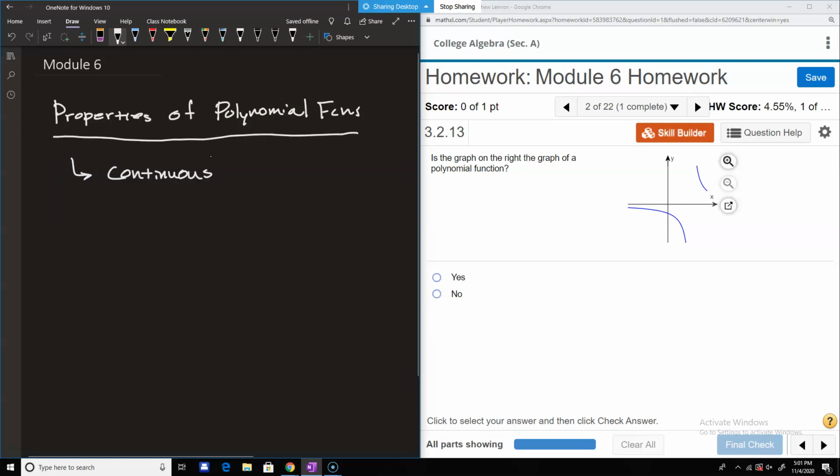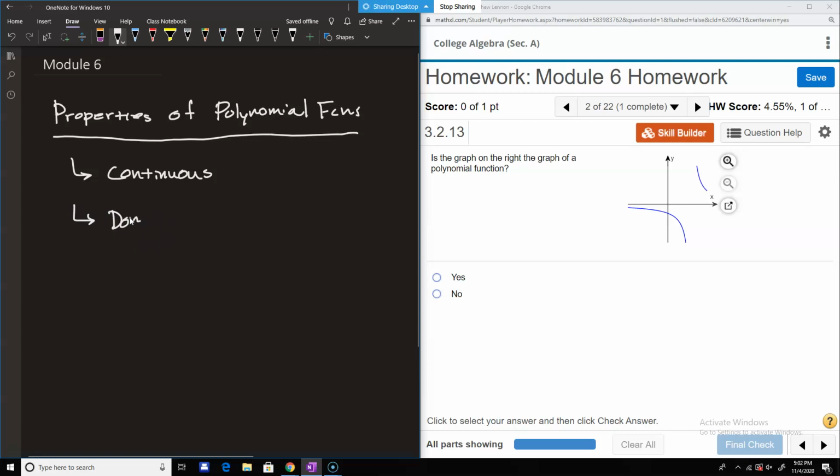So if we look at the graph to the right, we immediately can recognize that that is not a polynomial because it's not continuous. Remember, one way to think about continuity is it can be drawn without picking your pen up off the paper. So this one has a big gap. You'd have to draw it in 2 pieces, right? So you'd have to take your pen off the paper. So we know this isn't a polynomial.